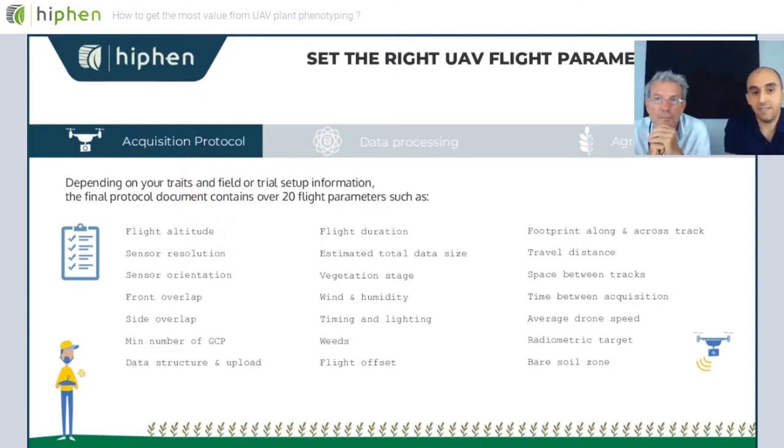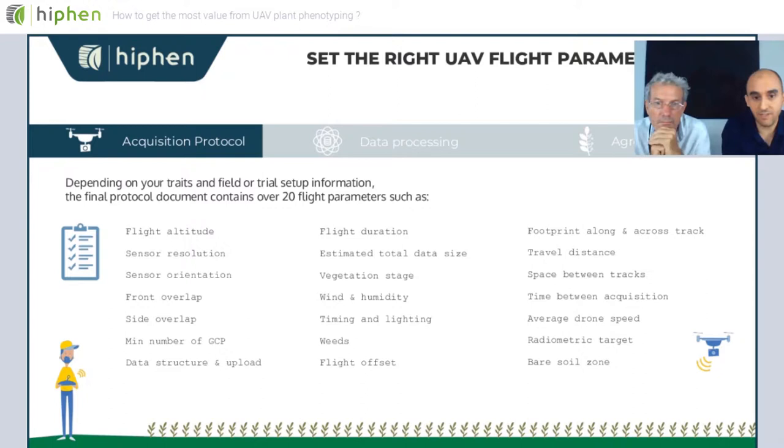The data that we provide in that part of the job covers all of the parameters that the drone operator should care about. We have more than 20 flight parameters here.